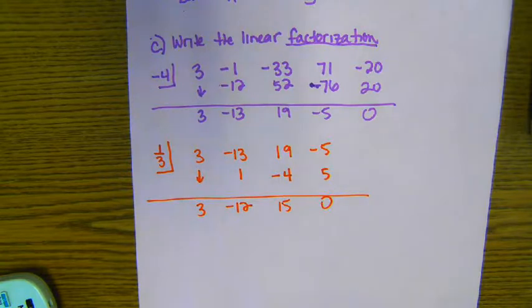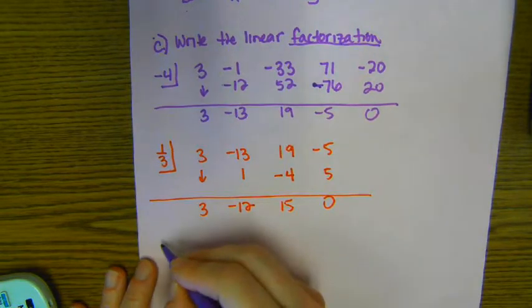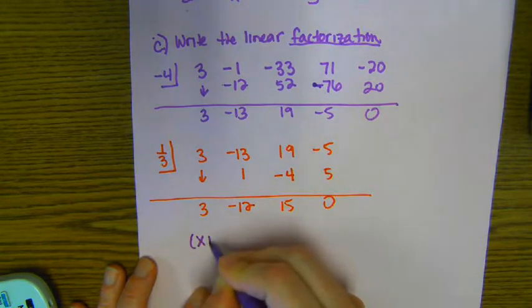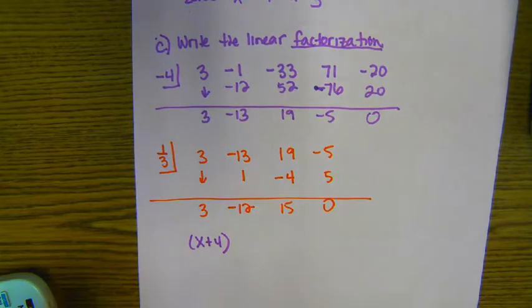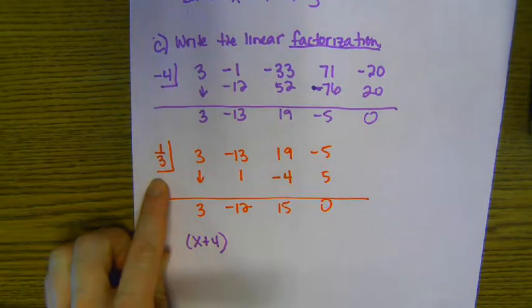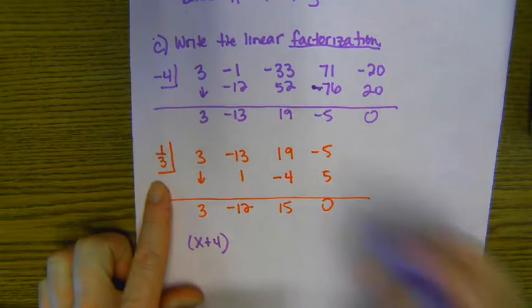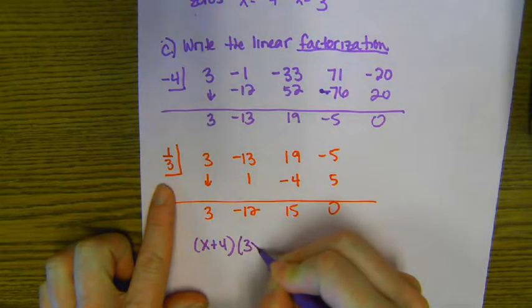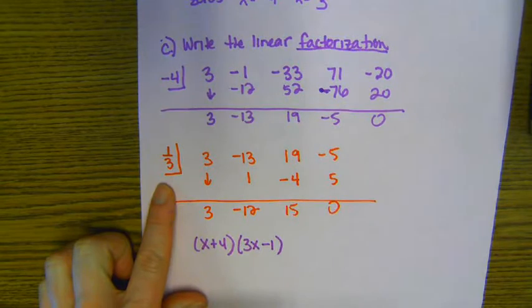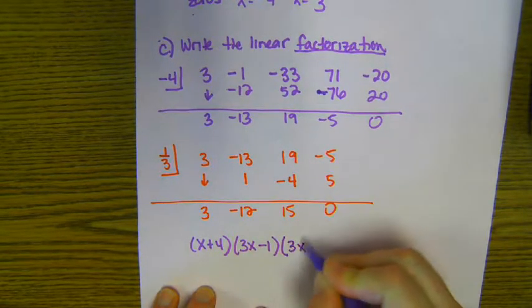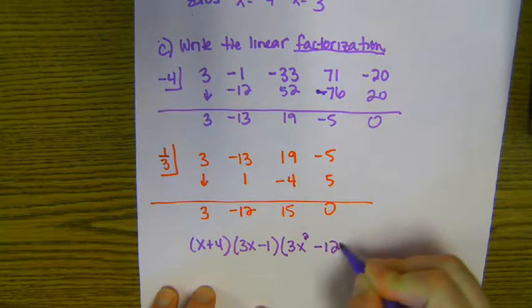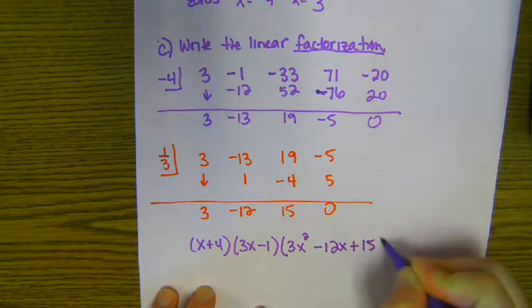Okay, so I do not have the linear factors yet, but here's what I do have. So far, I have x plus 4. Are you getting where I'm getting that from? I have x minus 1/3, which I'm going to write as 3x minus 1. And then I have 3x squared minus 12x plus 15.